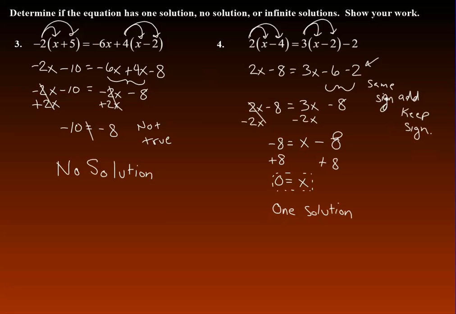The only case that we didn't talk about is if we solve and we get something like 8 equals 8 or -8 equals -8. This is true, and we would say infinite solutions. And with that, that is how you determine if the equation has one, no, or infinite solutions.